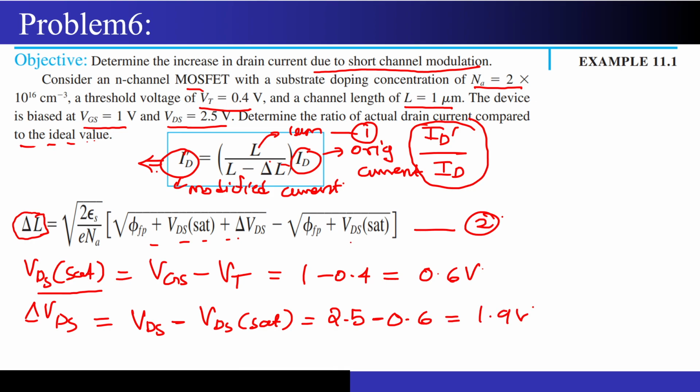So now I know VDS sat, I know delta VDS, and I know the Na doping concentration as well. But the only thing I don't know is phi FP. Is there any way to calculate the value of phi FP? Of course, we have calculated it 100 times. What is the phi FP formula? It is nothing but kT by q ln of Na by Ni.